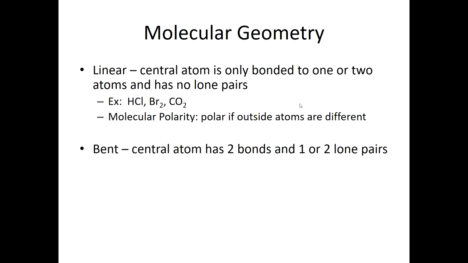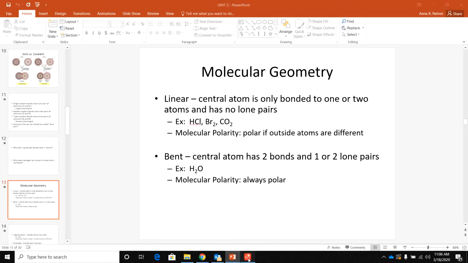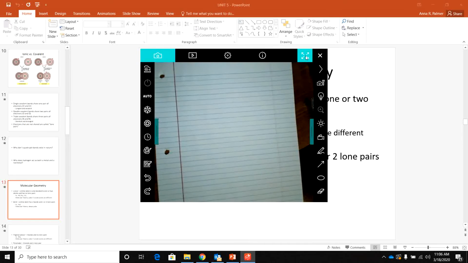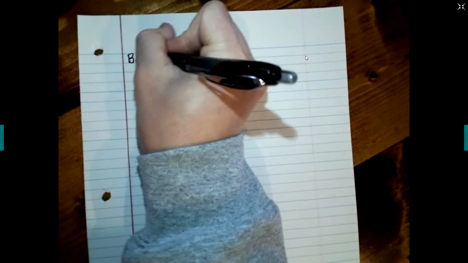All right, so our second shape is called bent. What you're going to see with bent is it also involves 2 bonds, so not just one. Anytime you have only 1 bond, it's going to be linear. But if you have 2 bonds, and the central atom has either 1 or 2 lone pairs, then the shape is going to be bent. And the example I'm going to give you for that is water. I showed this to you earlier, but I'm going to draw it for you again. So bent is the shape we're looking at.